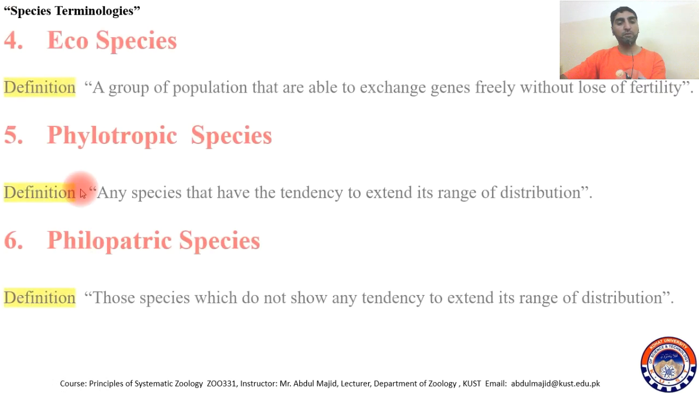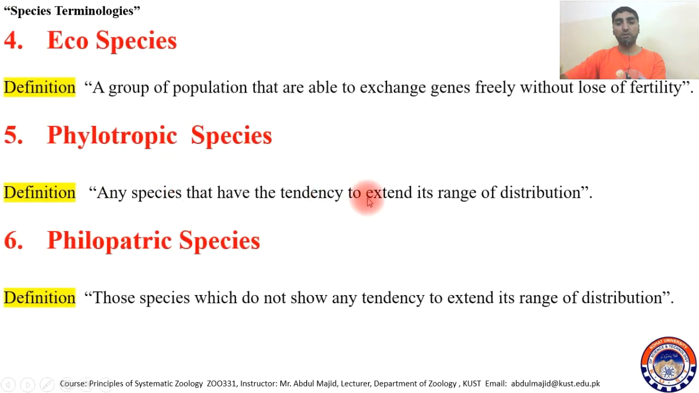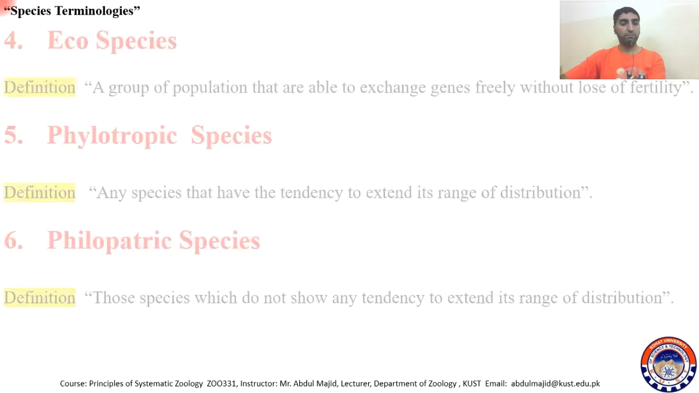So phylotropic species, those which have the tendency to extend their range, will be distributed throughout the world or many biotic regions. For example, cockroaches are present everywhere. Mice and rats are present everywhere. On the other hand, certain species are restricted to certain areas, like the kangaroo, which is restricted to Australia only.